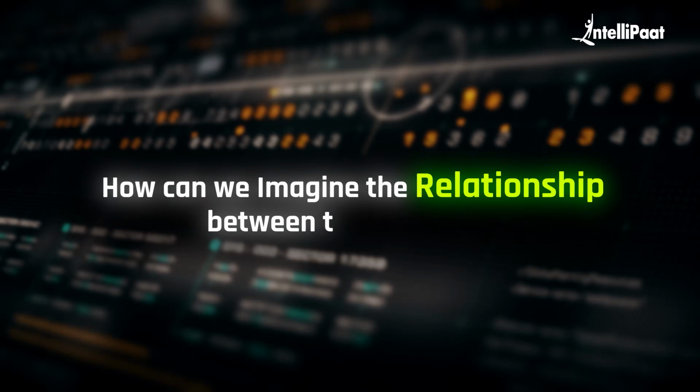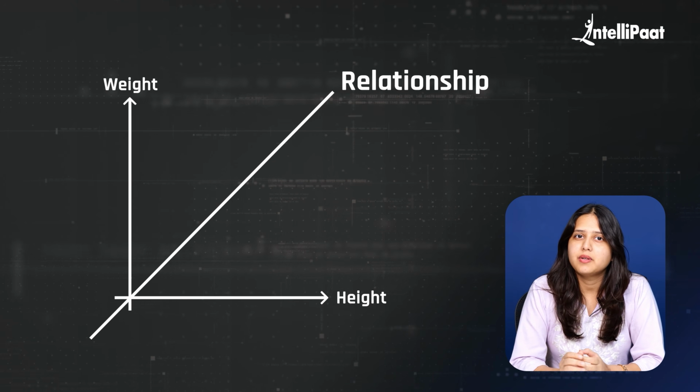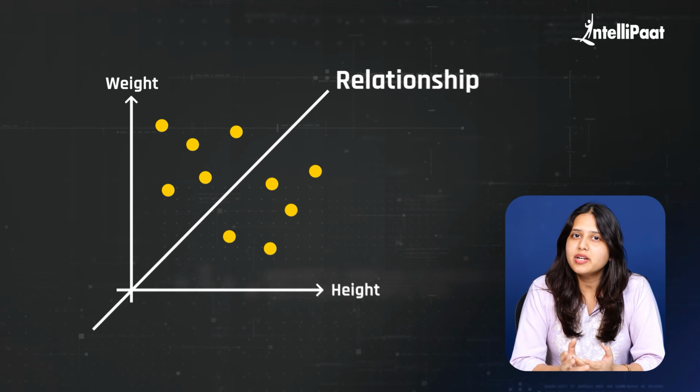Now, how can we imagine the relationship between these two features? Simple thing, we can plot them and understand their relation. Now, the simplest way to find this pattern is to assume a straight line relationship between height and weight. This is also called linear regression.